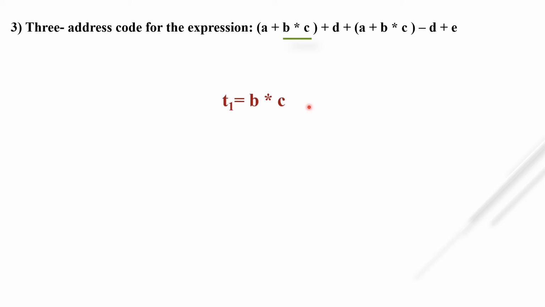Next, which sub expression will be evaluated? The answer of B into C will be added with A. So what is our T2? T2 equal to A plus T1, because B into C is stored in T1. So T2 equal to A plus T1. Which expression will be evaluated next? The answer of A plus B into C is stored in T2. So next we have to add the operand D with T2. So what is our T3? T3 equal to T2 plus D.